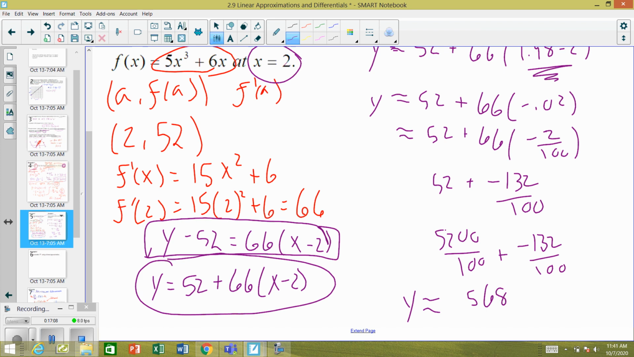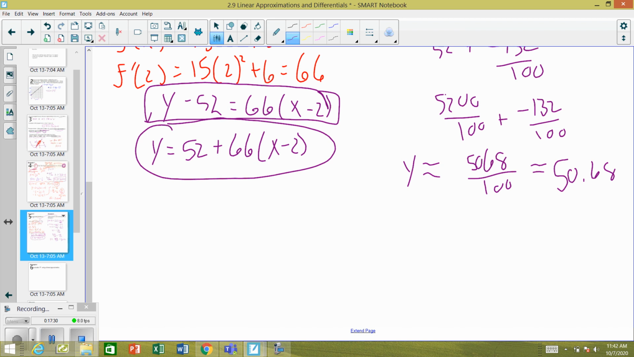5,068? 5,068 over 100. Which now if I bring this into the calculator, all right, if I actually do 5068 divided by 100, just curious now, I get 50.68.